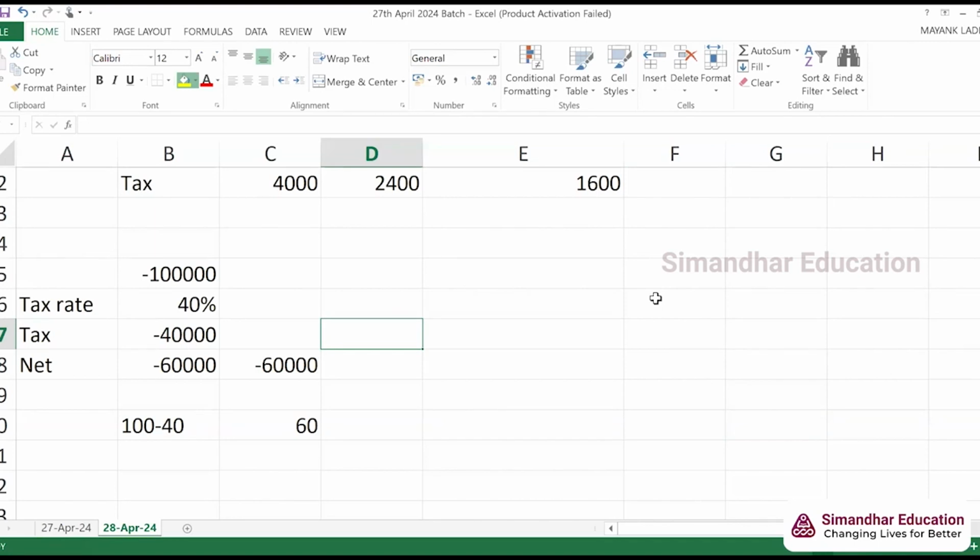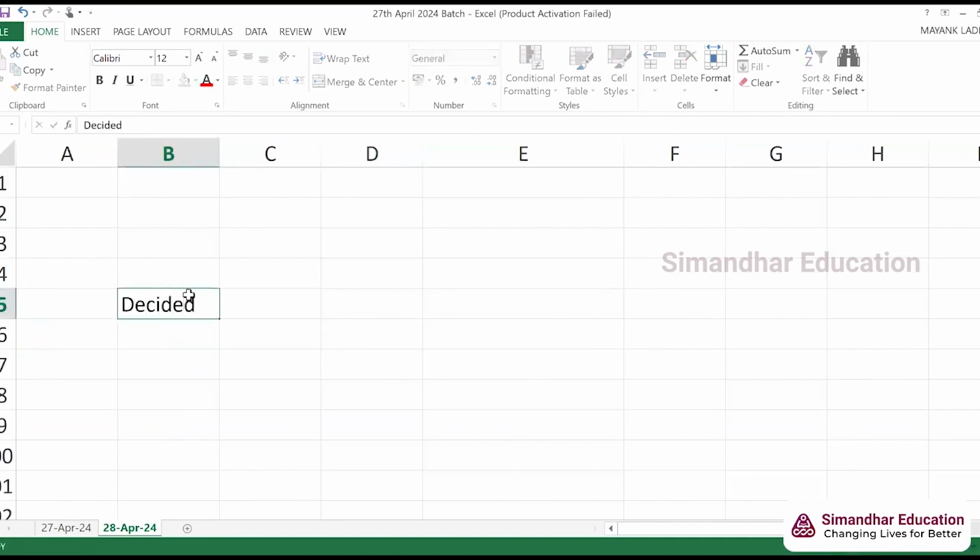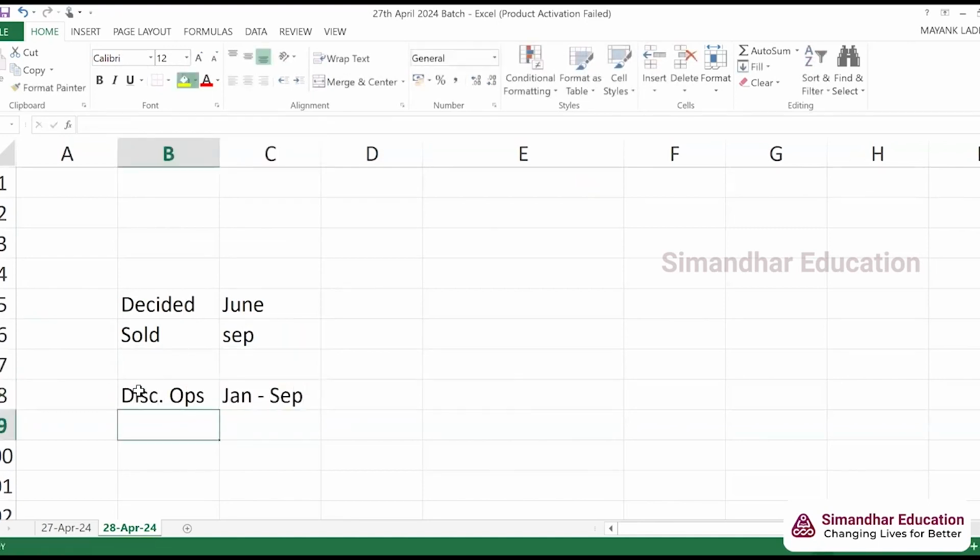If it's decided in June to sell the asset in September, then 3 months operation will be shown in note. So if you decide in June and you have sold in September, 9 months period is for discontinued operation. So the question is, decided in June, sold in September. Okay. So discontinued operation is from January to September. Okay. So that is with respect to discontinued operation.